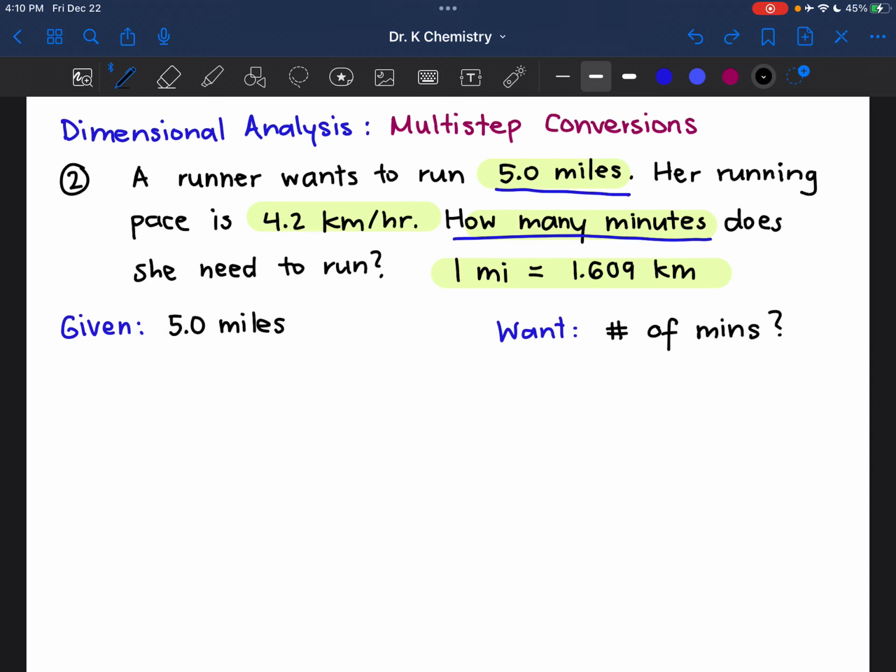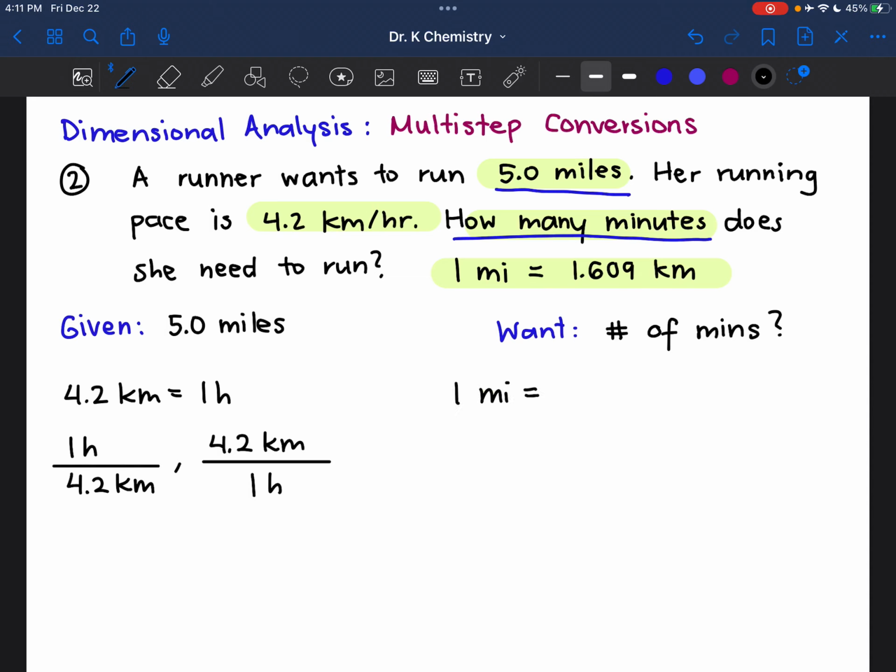And then it's giving us her running pace, which is 4.2 kilometers per hour. So the 4.2 kilometers per hour, we could write in the form of an equality. And if you recall, anytime we have an equality, we can turn that into a conversion factor. So I could say in 1 hour, she will run 4.2 kilometers, or I could turn that equality upside down, put kilometers in the numerator and hours in the denominator.